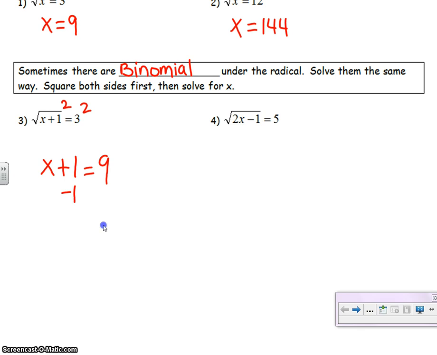Subtract 1 from both sides, and we're left with x is equal to 8. Okay, let's look at number 4. The square root of 2x minus 1 equals 5.